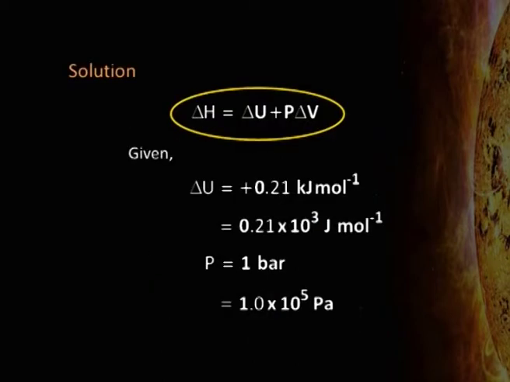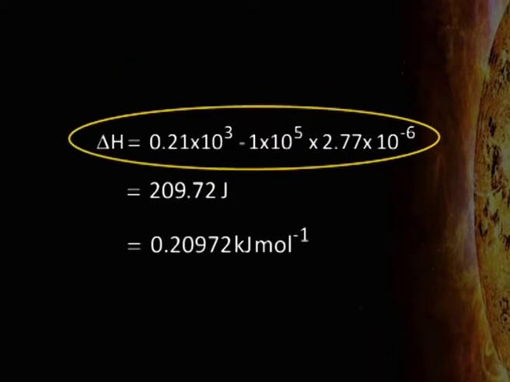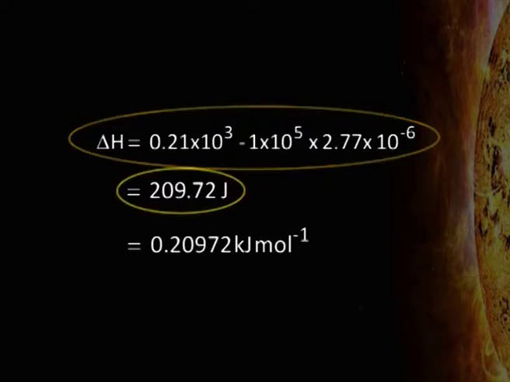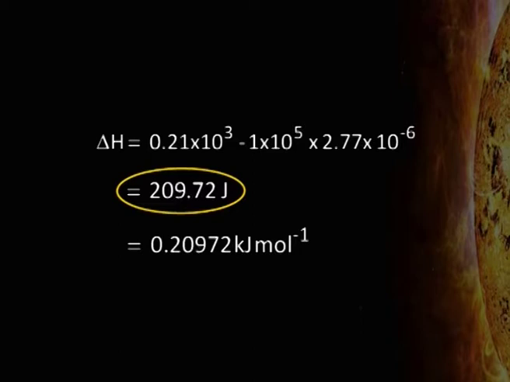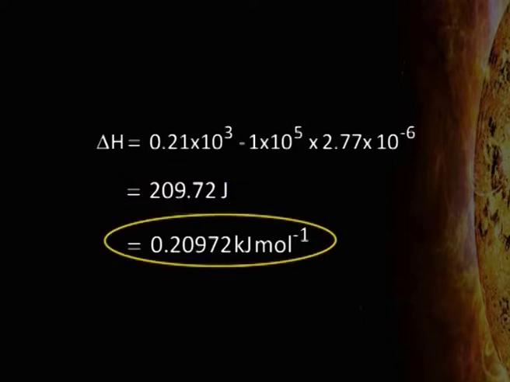Now, delta H will be equal to 0.21 into 10 to the power 3 minus 1 into 10 to the power 5 multiplied by 2.77 into 10 to the power minus 6. This is equal to 209.72 joules, and converting it to kilojoules, it is equal to 0.20972 kilojoules per mole. We can calculate the change in enthalpy or change in internal energy during physical processes.